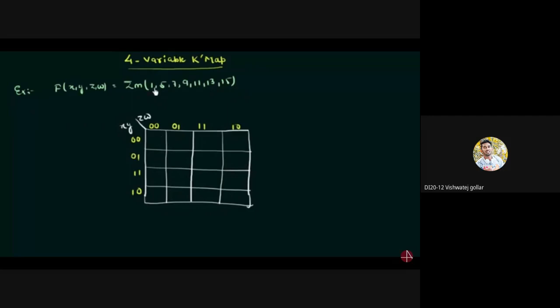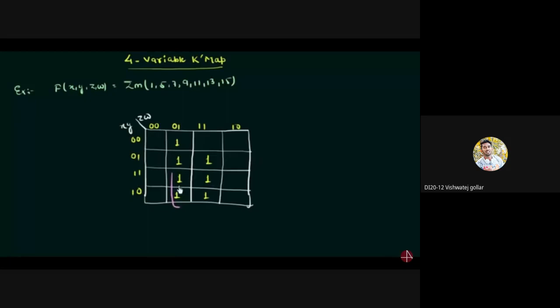So M1 is high, M5 is high, so 0, 1, 2, 3, 4, 5, and M7 is high, 5, 6, 7, M9 is high, 8, 9, 10, 11, 11 is high, 12, 13, 14, 15. So we have filled our ones in the corresponding cells. Now it is time to make the pairs. So let's see what we can do.